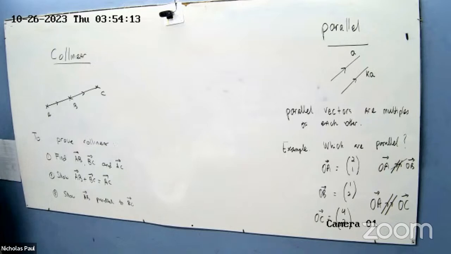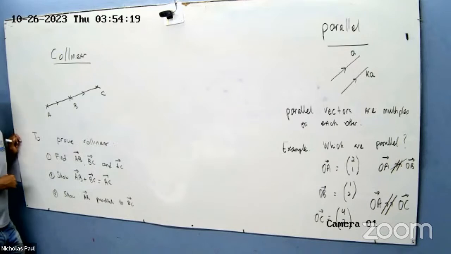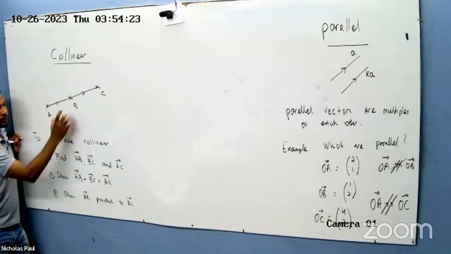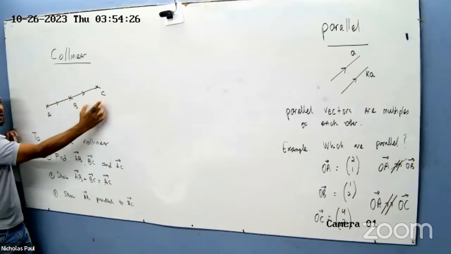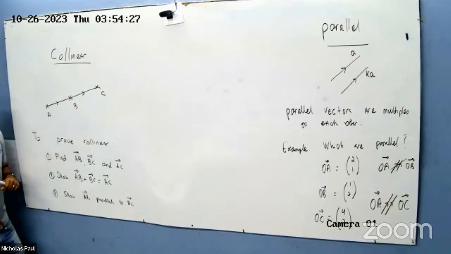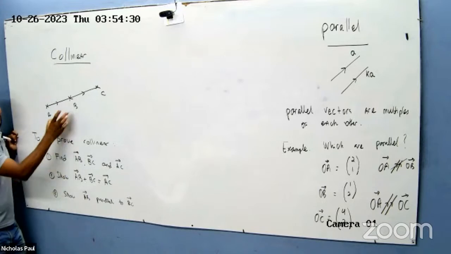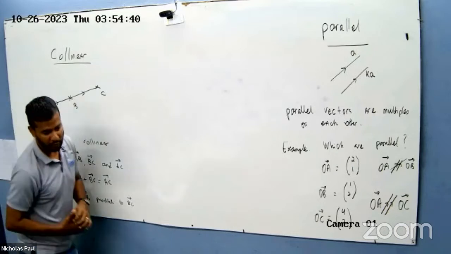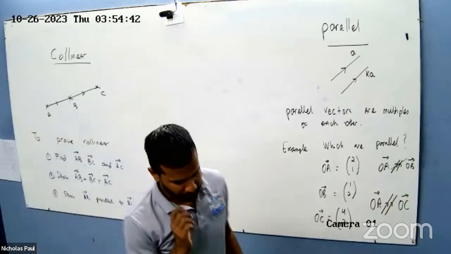All right, so we have these things to do. So every time you do a collinear question, this is what you have to do. Find here, add it up, and show that when you add up this and this, you'll get the whole thing. Then you have to show that this and this are parallel. Once you can show these two things here, it means that it's collinear. Okay. So let's try one.